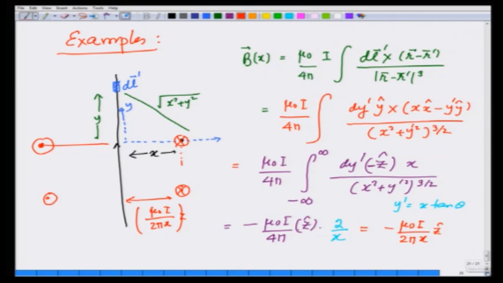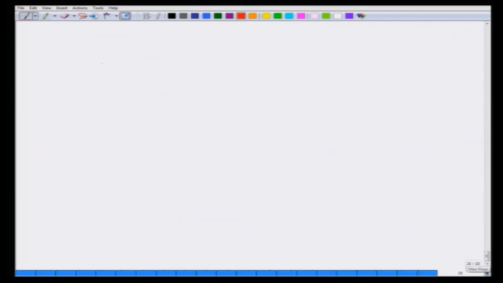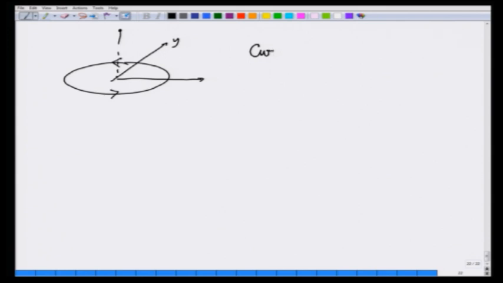As a second example, let me take a ring of wire, a ring of current, let us say in the xy plane. So, this is x, this is y, and I am calculating the field at some point z, at the height z of it. This has a current going in the phi direction. Since this is in the phi direction, it's easy to use cylindrical coordinates.